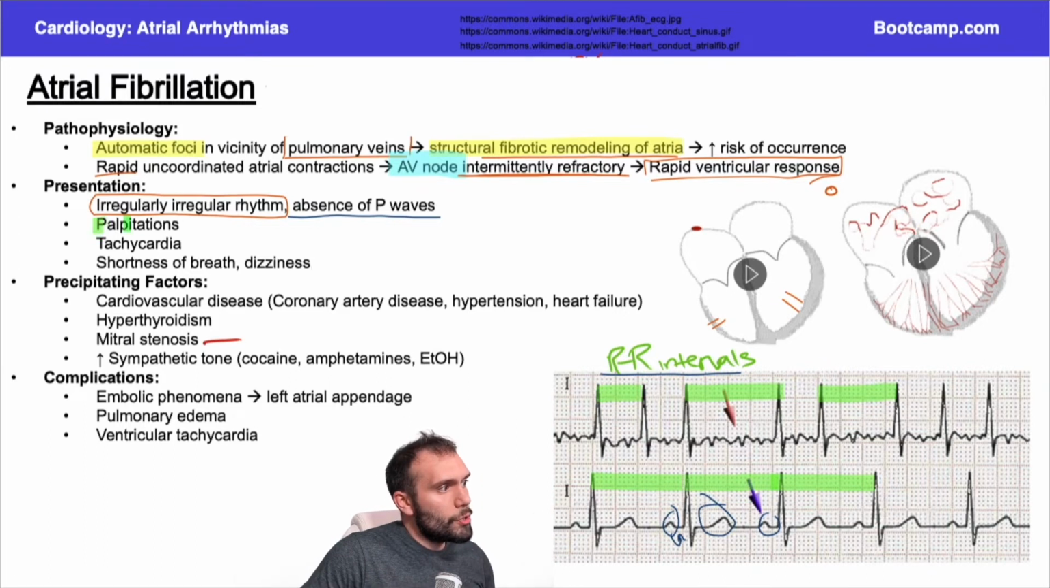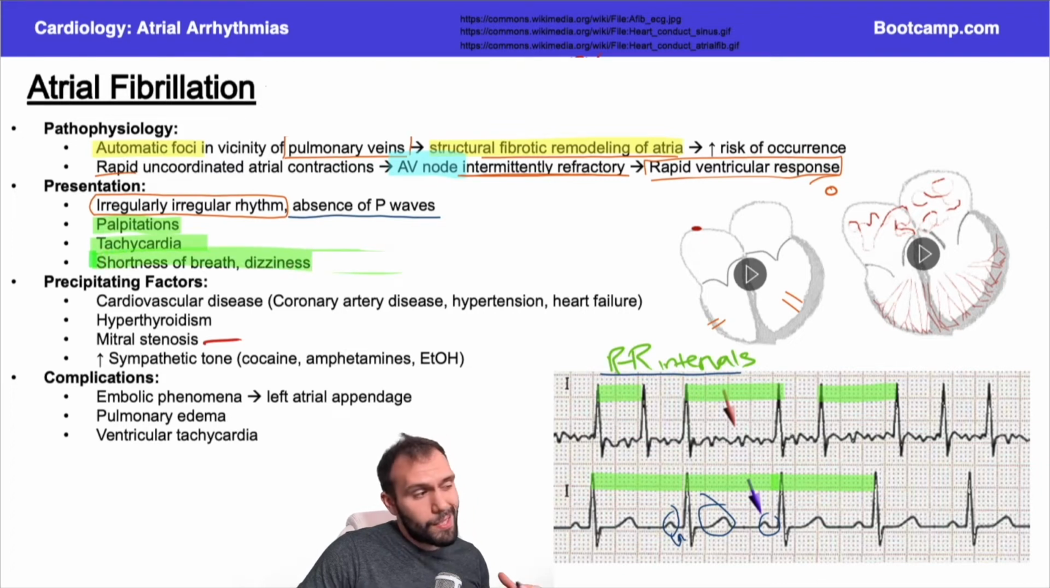In terms of the presentation, you'll see that a lot of these are actually pretty similar. AFib tends to be a tachyarrhythmia. It doesn't have to be necessarily, but it tends to be a tachycardia. Patients will say they have palpitations, shortness of breath, dizziness, they might have syncope.